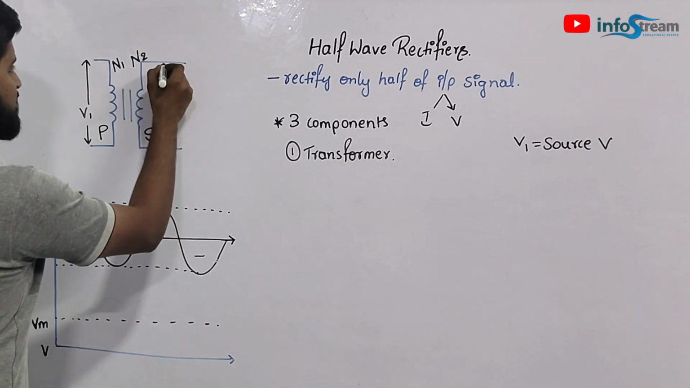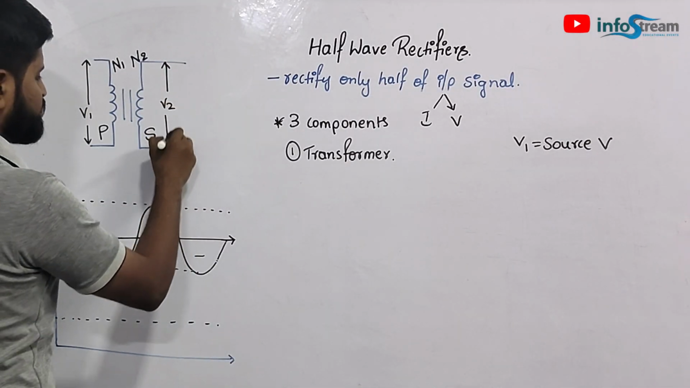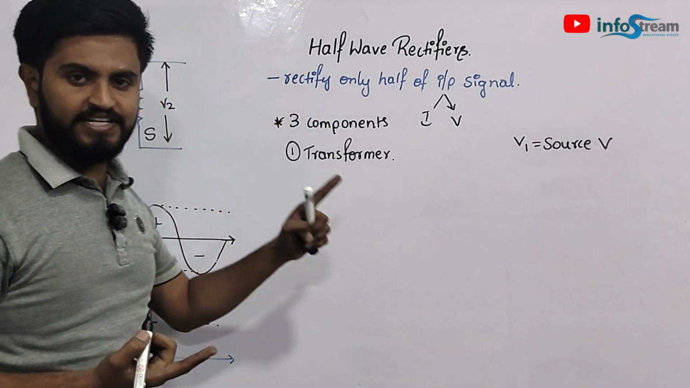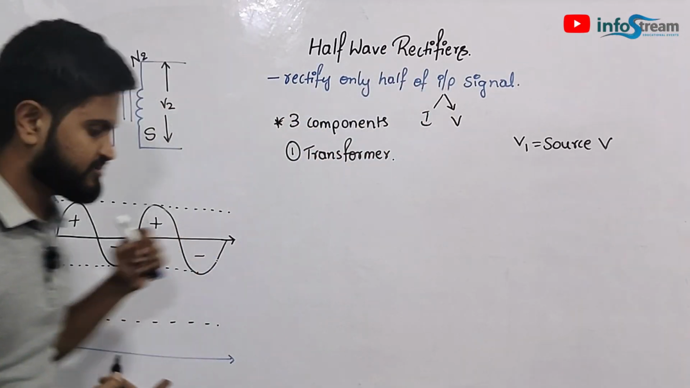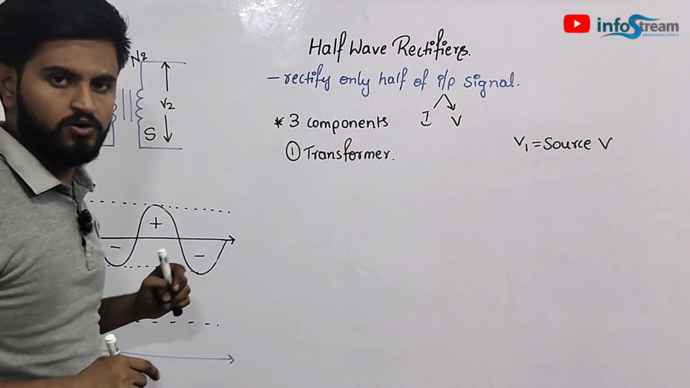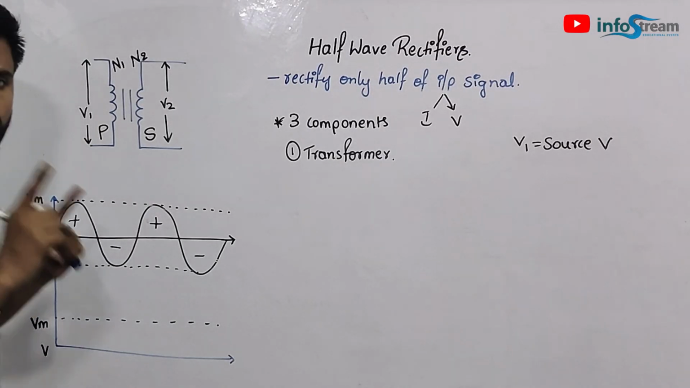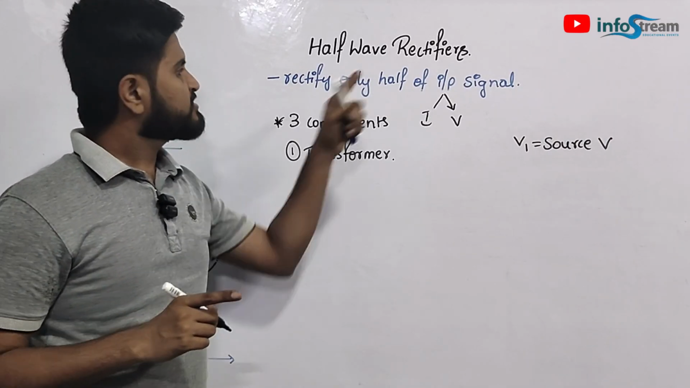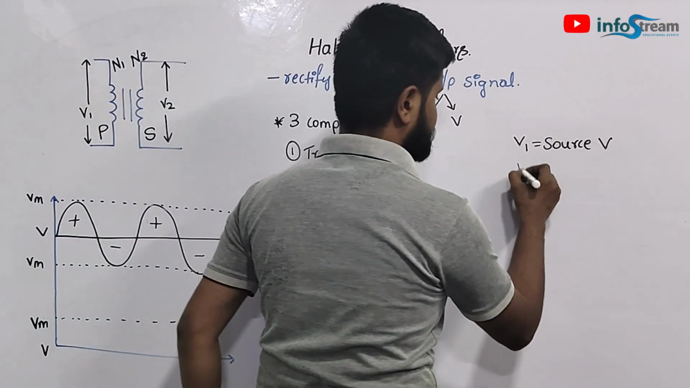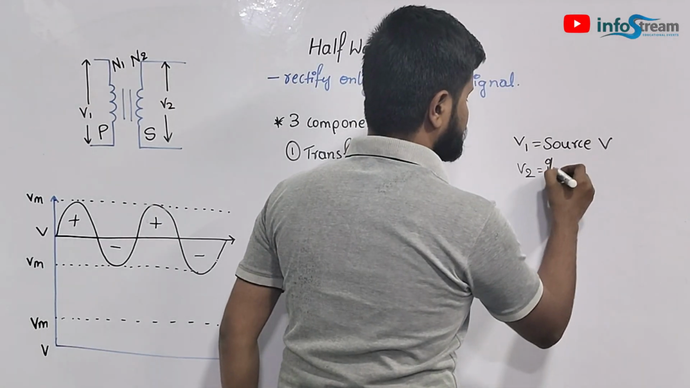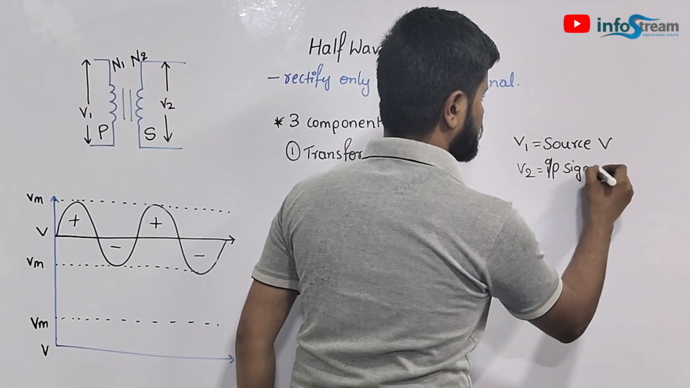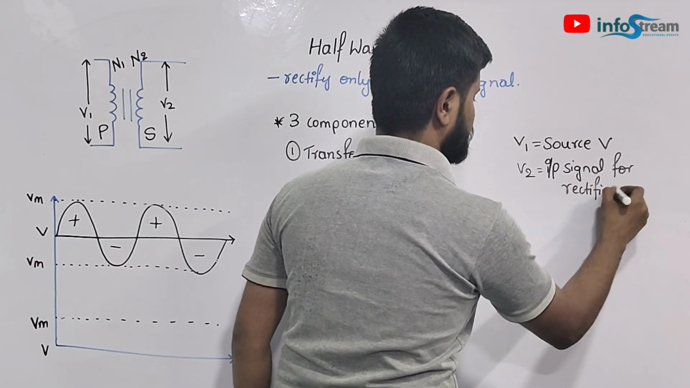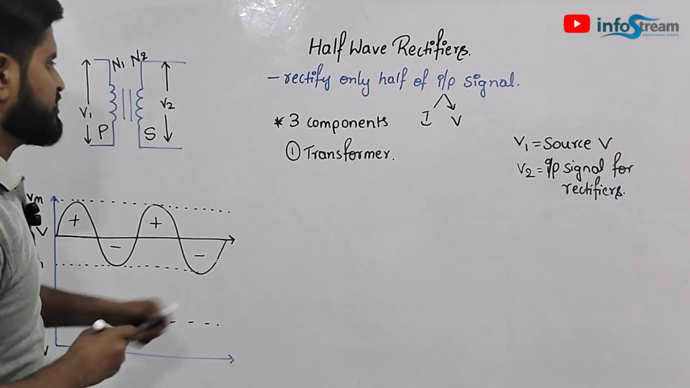Next, the voltage across the secondary coil I will call V2. V2 is the secondary coil voltage, which will act as the input to the half wave rectifiers. See here, this is the input signal wave now. This V2 will be acting as the input voltage signal for the rectifiers. Now let's proceed with the components.